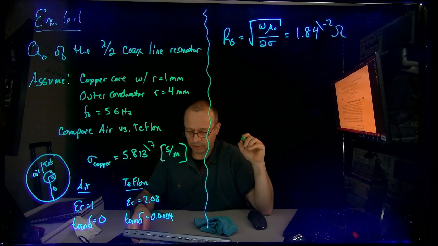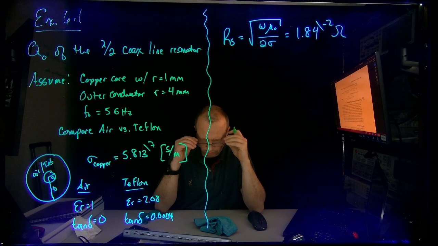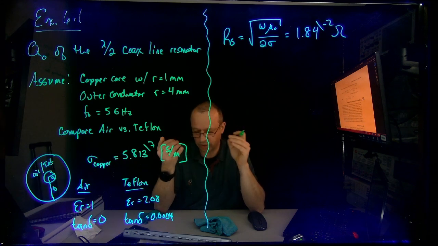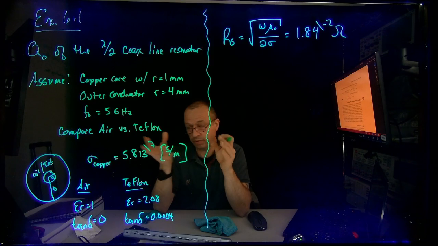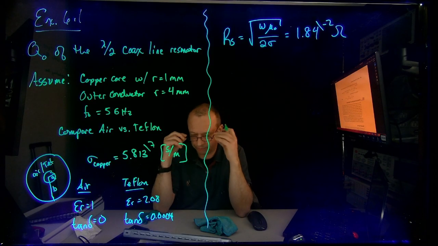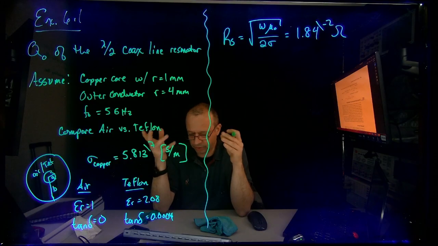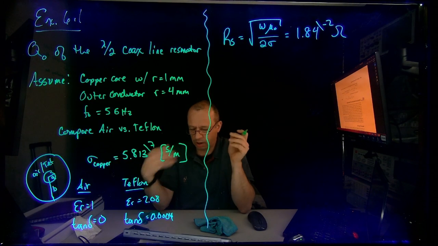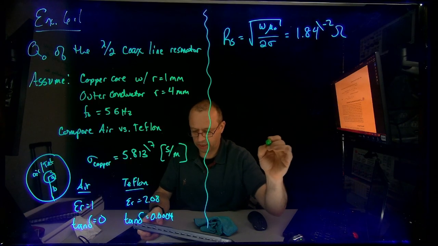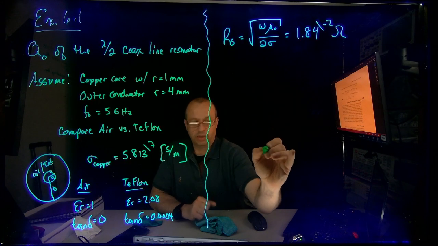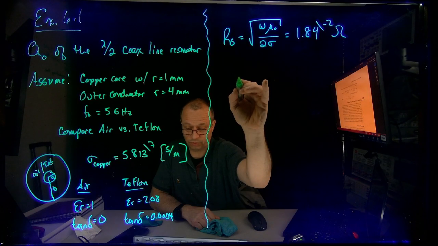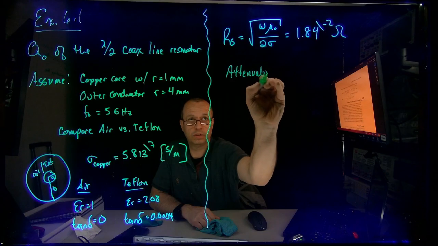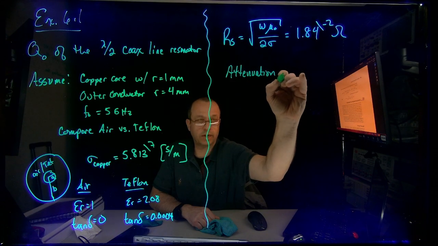Now, in order to work out any more details, we need to find the attenuation due to the conductor loss for both the air and the Teflon. And then we'll need to do the dielectric loss. So let's look at attenuation due to conductor loss.